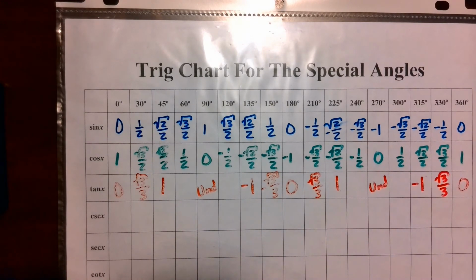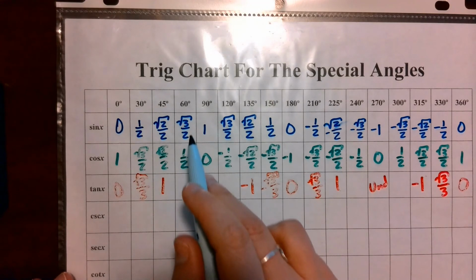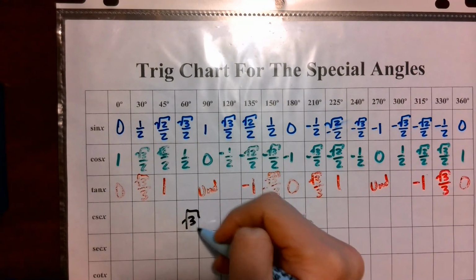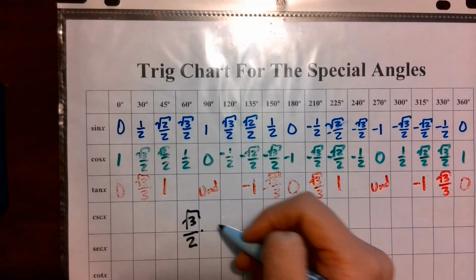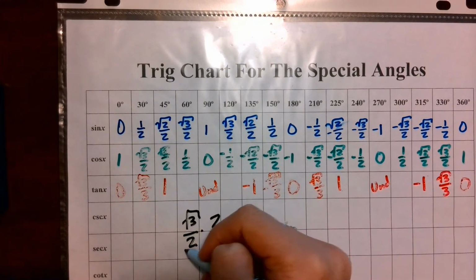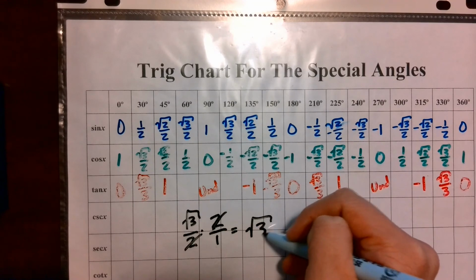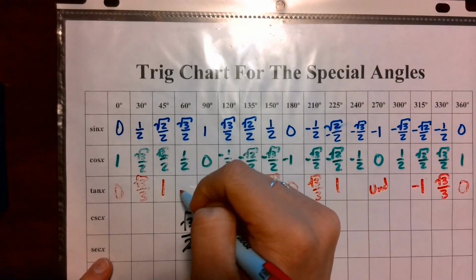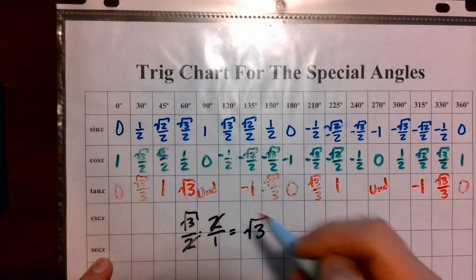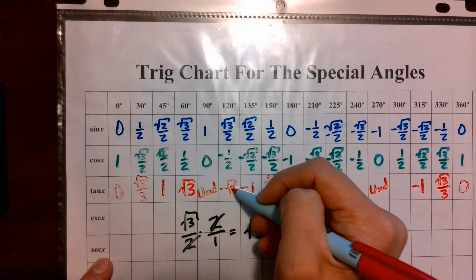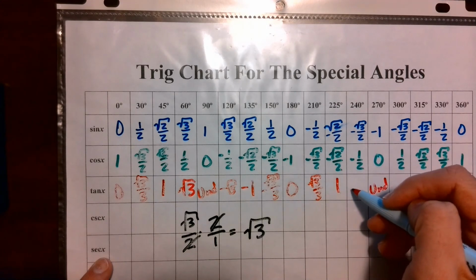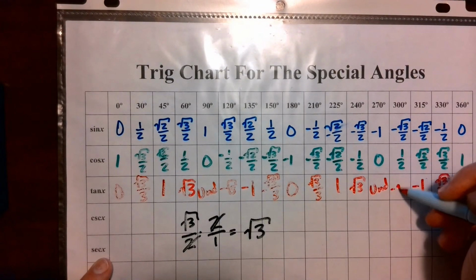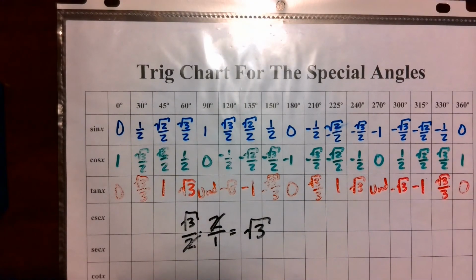So the only one that we have not worked is the radical 3 over 2 divided by 1/2. So I'm going to flip and multiply. And this one does not take any simplifying, it's just radical 3. So we're going to have radical 3 here, a negative radical 3 at 120 degrees, a positive radical 3 at 240, and a negative radical 3 at 300.